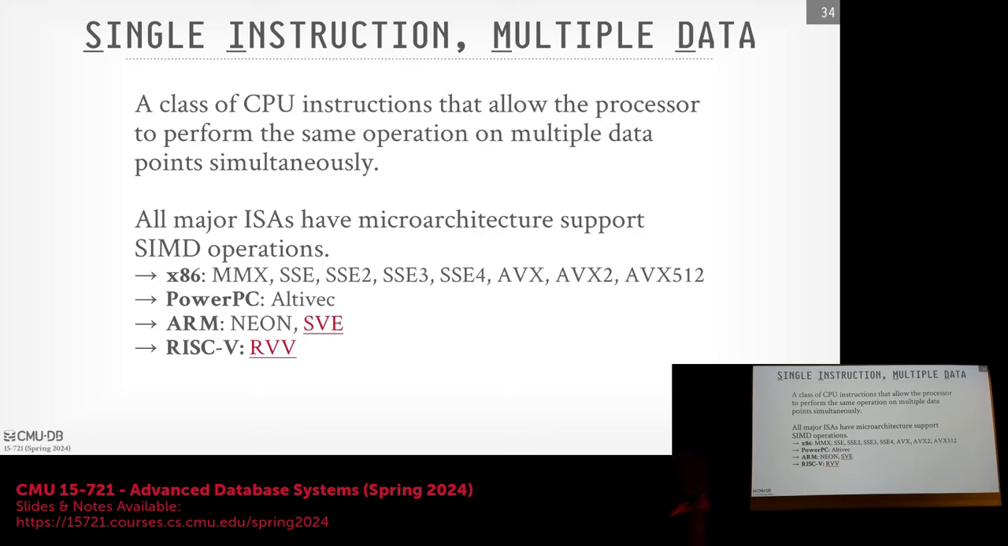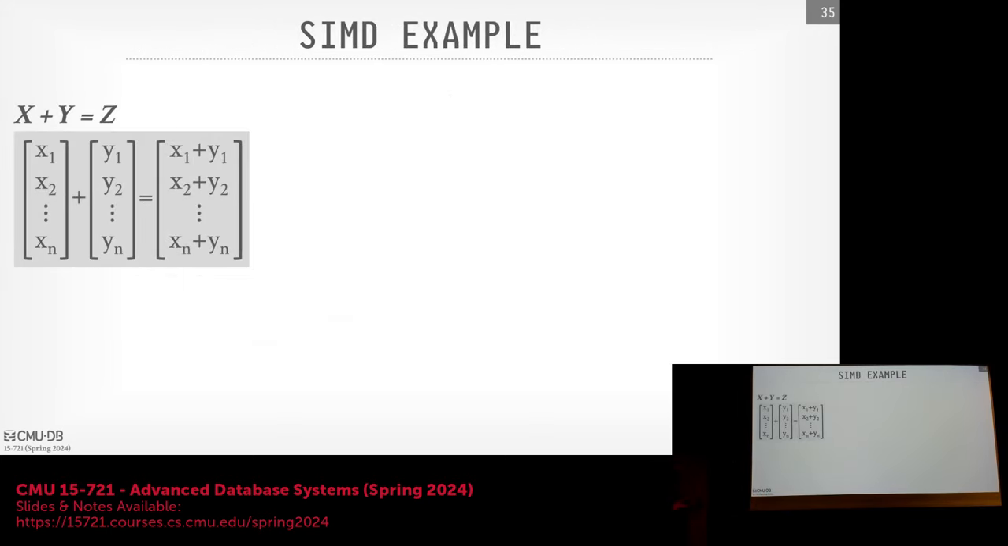All right. Single instruction, multiple data. It's a class of CPU instructions on modern processors that allow you to do the same operation on multiple pieces of data at the same time. Contrast this with SISD in Flynn's taxonomy, single instruction, single piece of data. Like x equals 1. That's a single instruction to take the value 1 and put it into a register x. So say I start doing things like matrix addition, x plus y equals z.